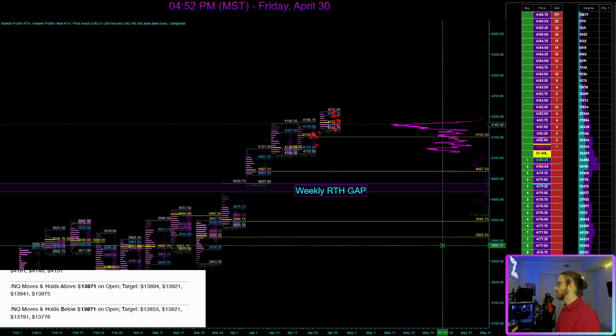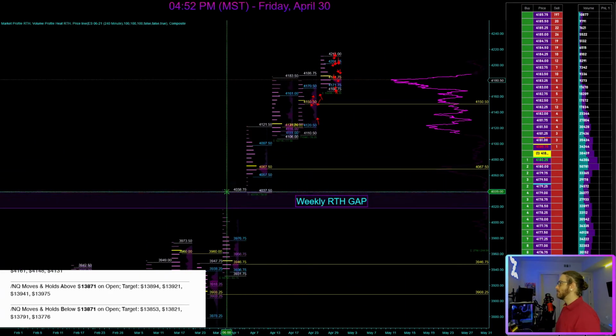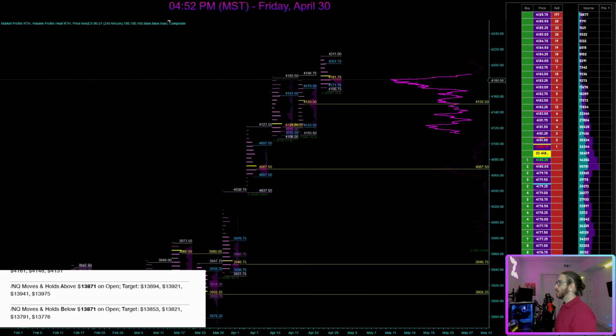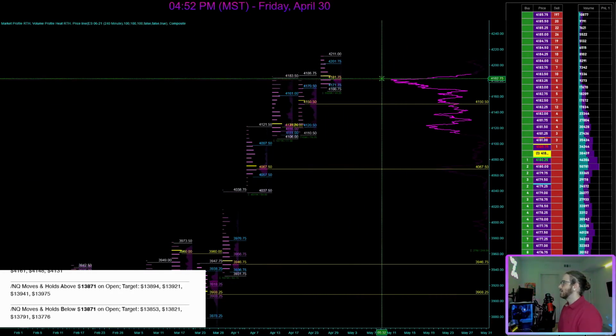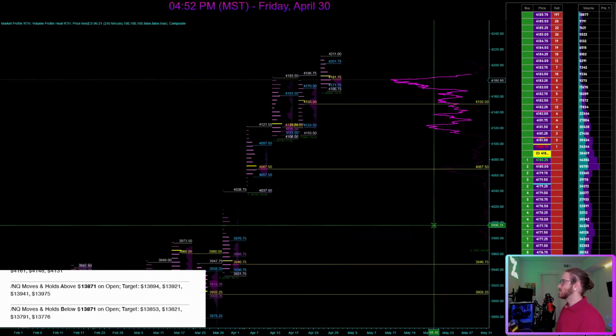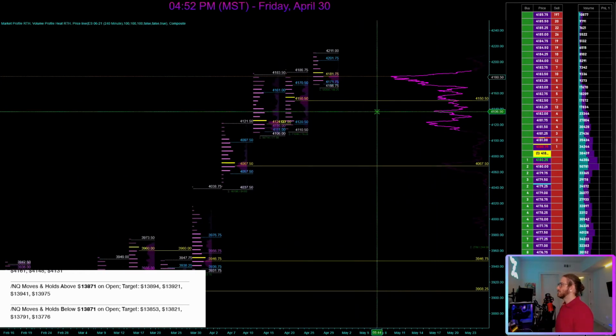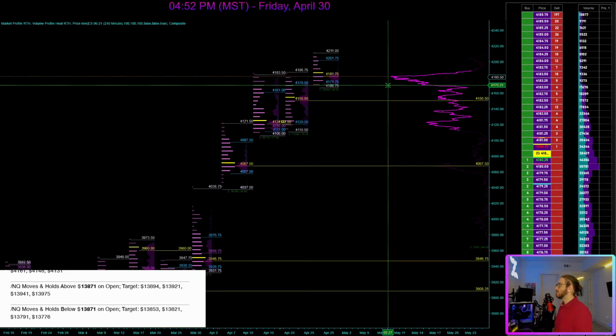So just pointing out here, we have this gap from the weekly profile here. It's all the way down at 4,017. So I do believe that it's possible we are consolidating for an expansion to the downside, but that's kind of just speculation at this point. We got to take it one level at a time, and we will see where we get.